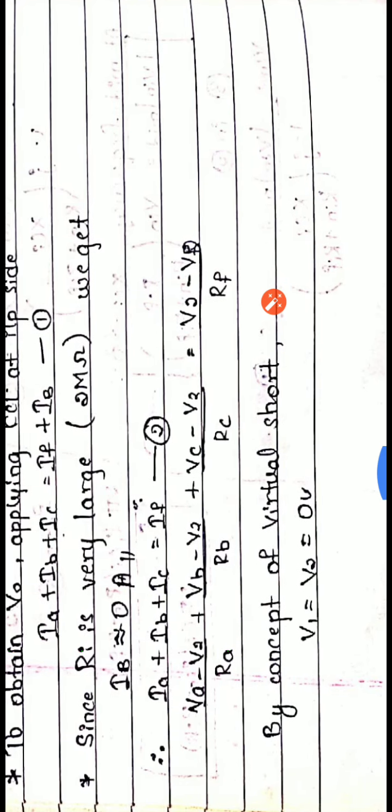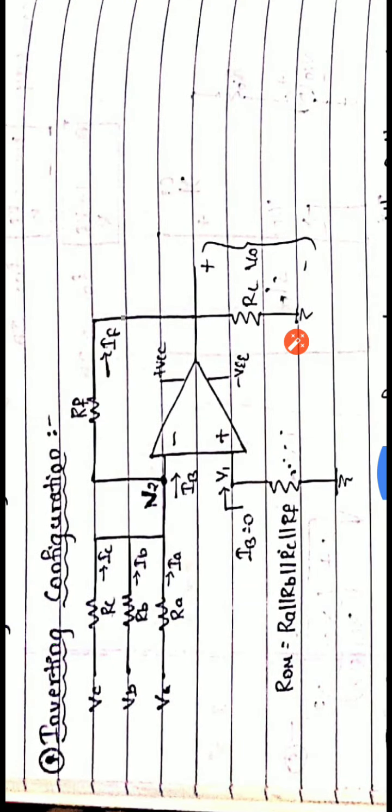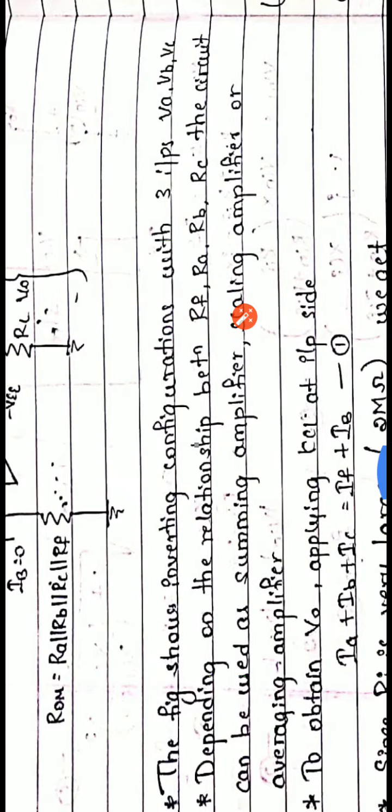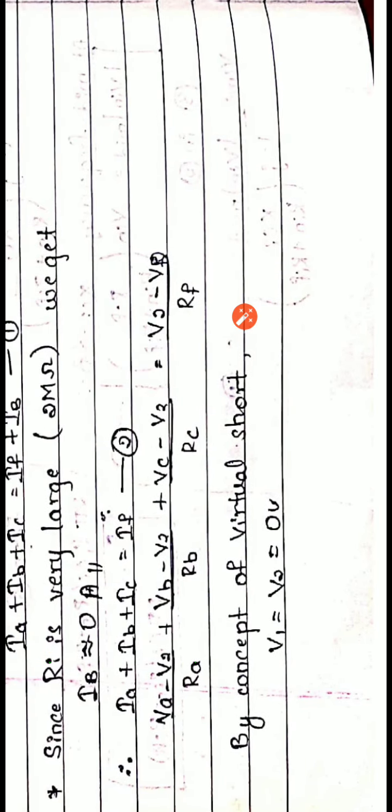Now as we know, by the concept of virtual short or virtual ground, V1 voltage is directly connected to ground. So by the concept of virtual ground, V1 is 0. With respect to that, V2 is also 0. So you can say that by this virtual ground, V1 equals V2 equals 0. Which is shown here: by the concept of virtual ground, V1 equals V2 equals 0 volts.